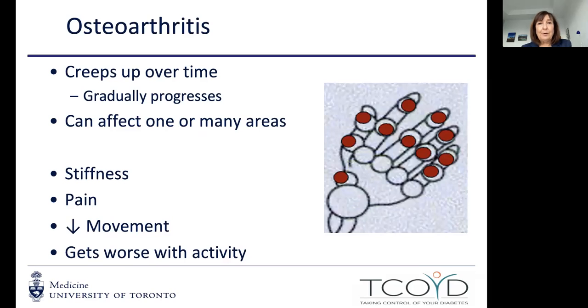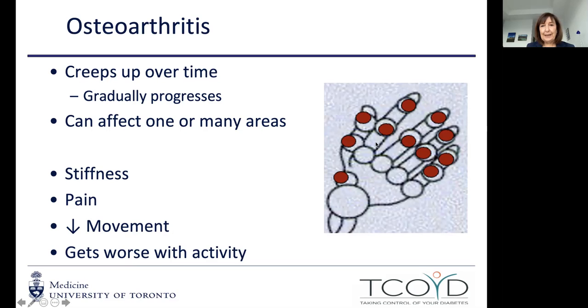With osteoarthritis, for the most part, it creeps up over time. People generally don't go to bed fine and wake up with it the next morning. It usually takes months or even years for it to develop. And we know that it can affect one area. People might just get it in a knee, but it often will affect many, and particularly in the hands.